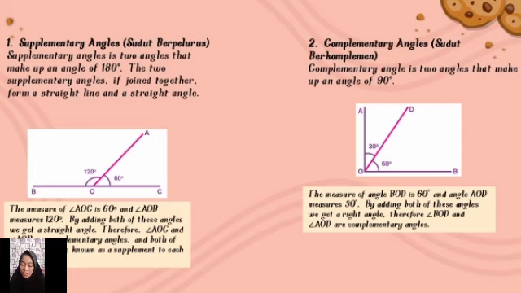The measure of angle BOD is 60 degrees and angle AOD measures 30 degrees. By adding both of these angles, we get a right angle. Therefore, angle BOD and angle AOD are complementary angles.